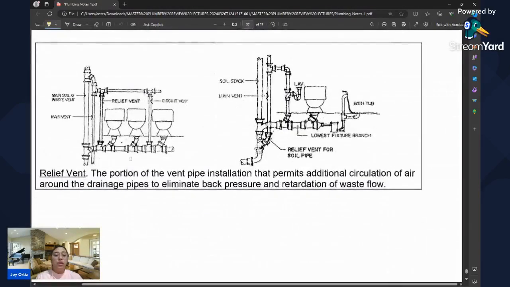And also, here's the relief vent. Which one here is the relief vent? This one. This is the relief vent. What's the purpose of the relief vent? It is the portion of the vent pipe installation that permits additional circulation of air around the drainage pipes to eliminate back pressure and retardation of the waste flow.